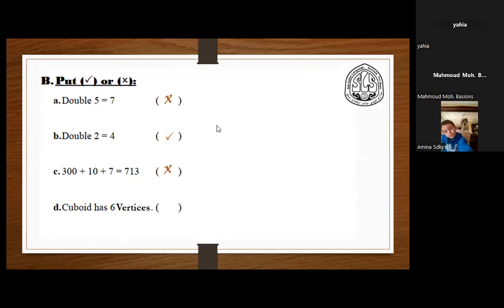Please, can I answer? Who said that? Me. What's your name? Mahmoud. Okay, Mahmoud. A cuboid has six vertices? No. The cuboid has how many vertices? Eight. Eight vertices, excellent. So this will be right or wrong? Wrong. Excellent.